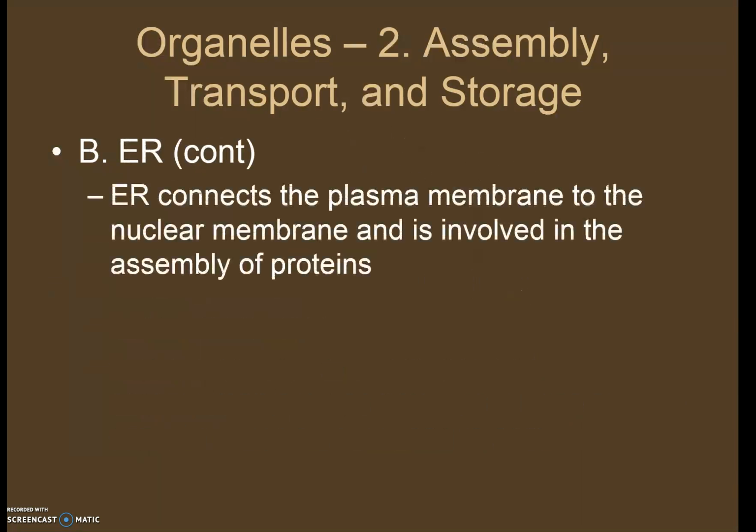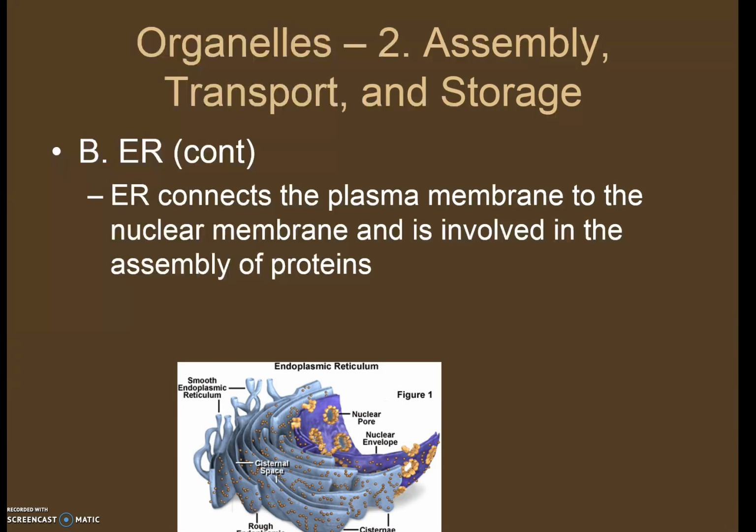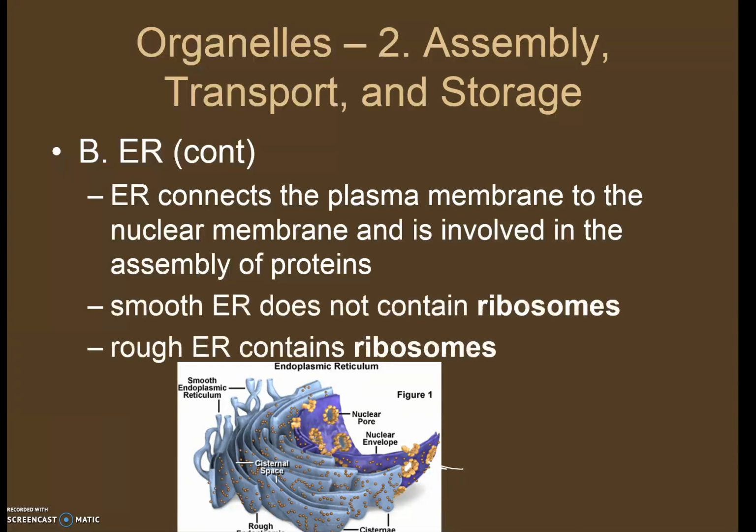The endoplasmic reticulum actually connects the outer plasma membrane of the cell to the nuclear membrane, and its job is to put proteins together by linking up amino acids that are dissolved in cytoplasm. So this is showing you the darker blue part here is going to be the outside of your nucleus, heading all the way to the outer cell membrane. So you can see how this is all folded in on itself.